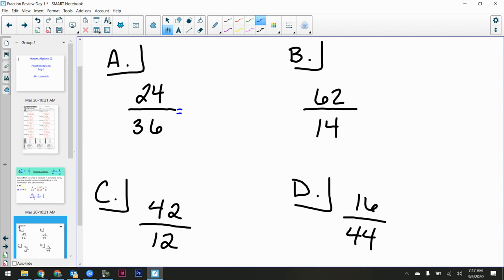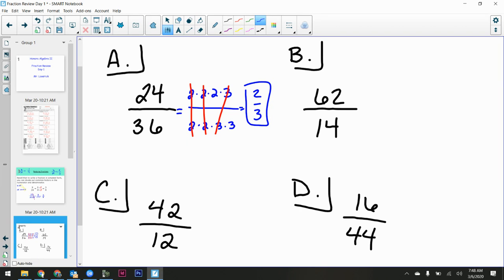Okay, so again, what's happening with 24? Well, the prime factorization of 24 would be 2 times 2 times 2 times 3. The prime factorization of 36 would be, what would that be? 2, get it down to 18, 2, get it down to 9, then 3 and 3. Right? Cancel out our prime factors. So we're left with 2/3.